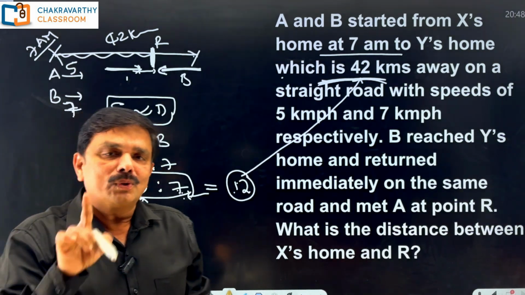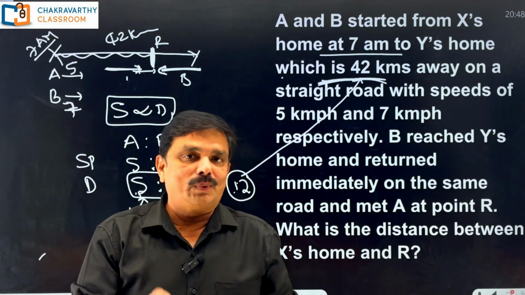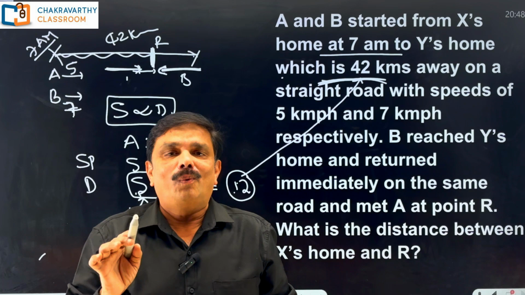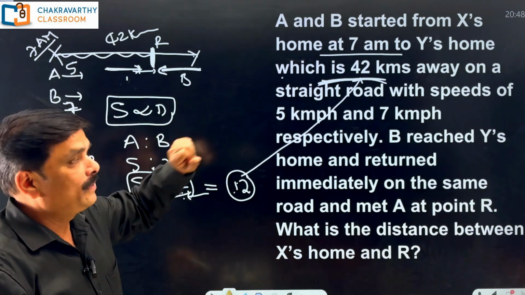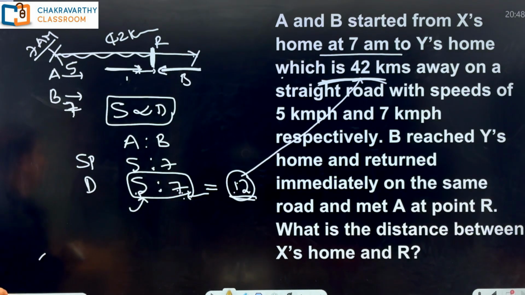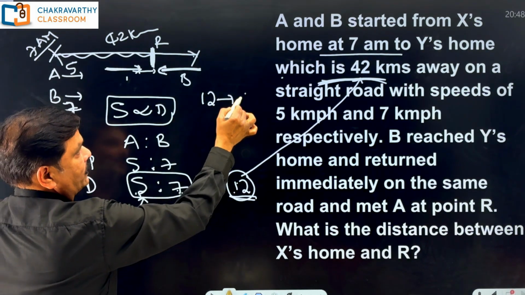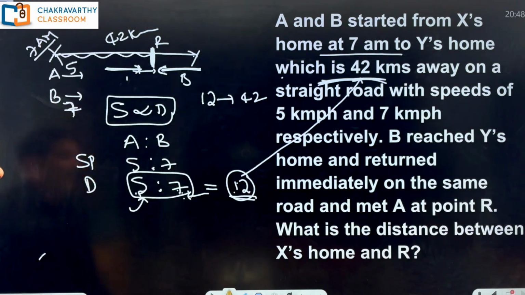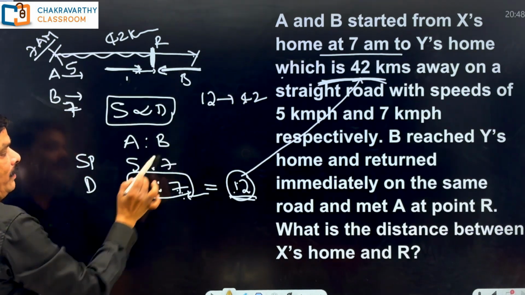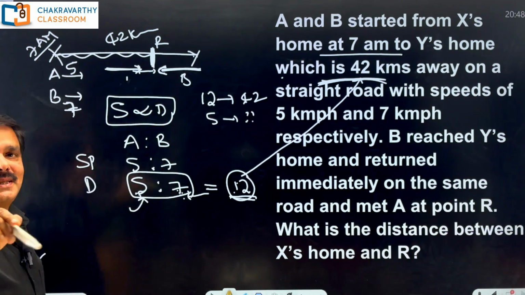Here, most of the students that year made a blunder in the examination. Simply they framed the unitary method like this. Here total is 12. They did the question like this: this 12 can be equalized to 42. 12 parts is equal to 42. Then 5 parts is how much?